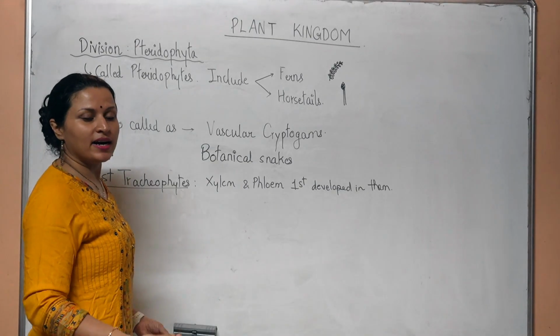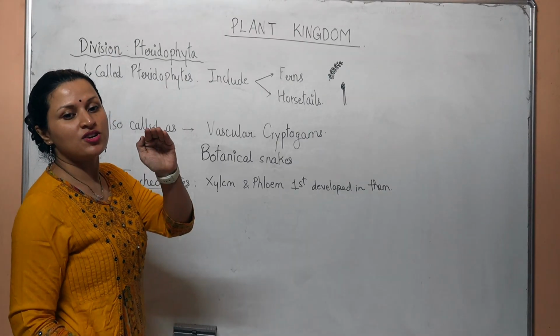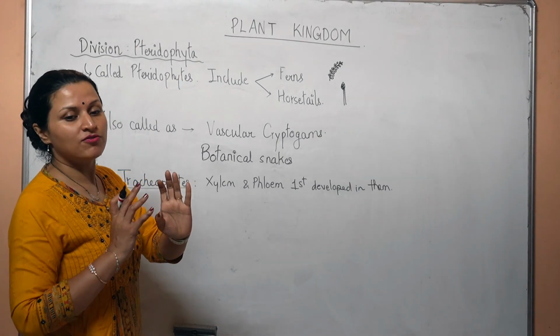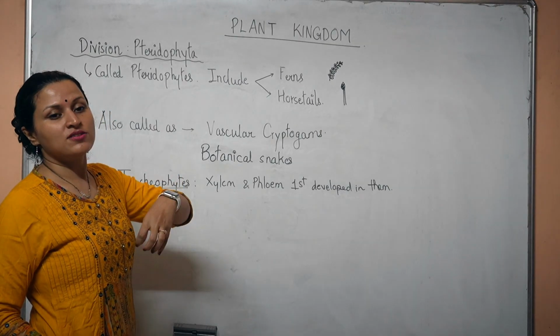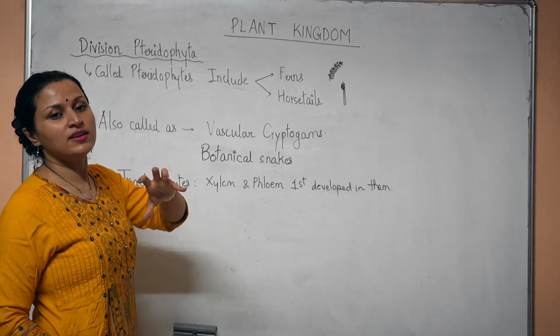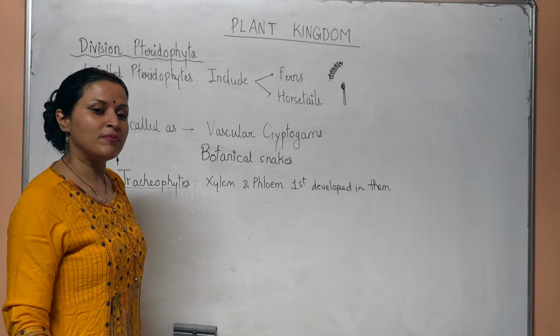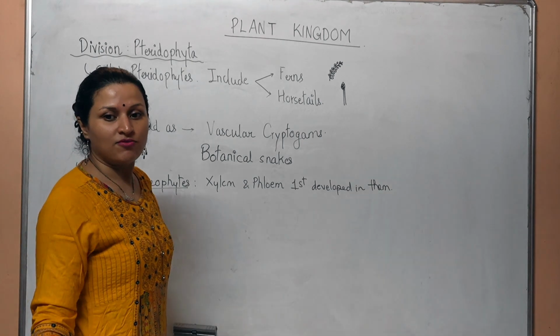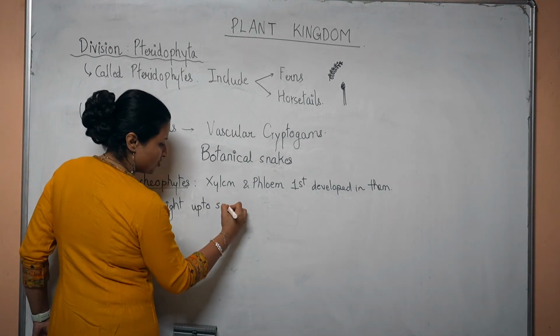They started gaining height, and the sporophyte, which was the main plant body, could attain considerable heights because of the xylem and phloem, which could absorb a lot of water for them and could spread throughout. So they could attain a lot of height. They could spread out their roots also because the roots primarily have xylem and phloem inside. Could attain height up to small trees.